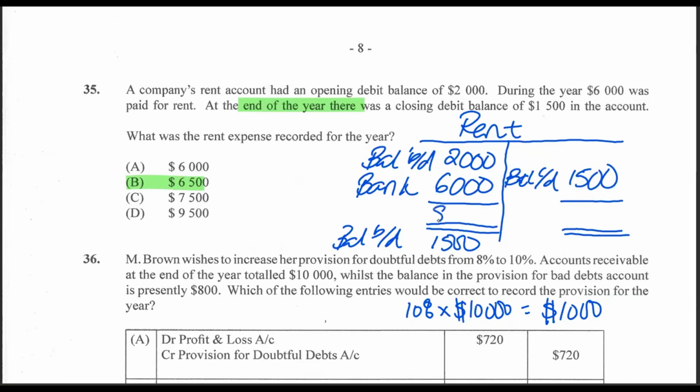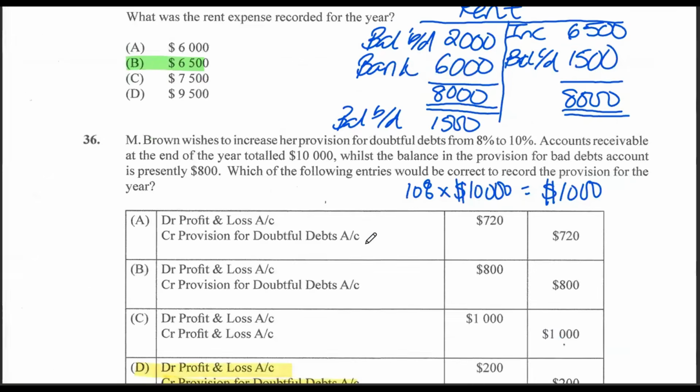So now we simply have the balance of this account. 6 plus 2 is 8,000. 8,000 minus 1,500 is going to give us 6,500. And this here, guys, is the amount that's going to go to the income statement. There we go. Answer B. All right, great job, guys. Time for us to move on to question 36.